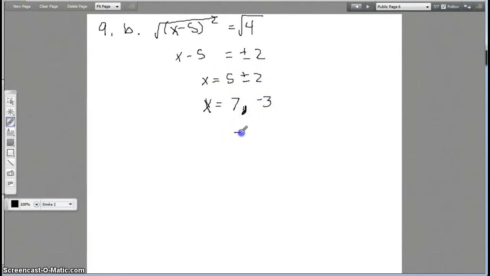Make sure you don't just write 7 minus 3 because that's not your answer. Do not write that. If your answers are 7 and negative 3, you need to show me that they're two separate answers. 7 comma negative 3 or 7 and negative 3. Do something to show me that those are two separate answers. You can even write x equals 7 and then x equals negative 3 if you would like to do it that way.